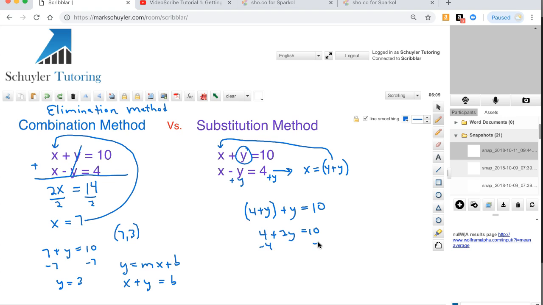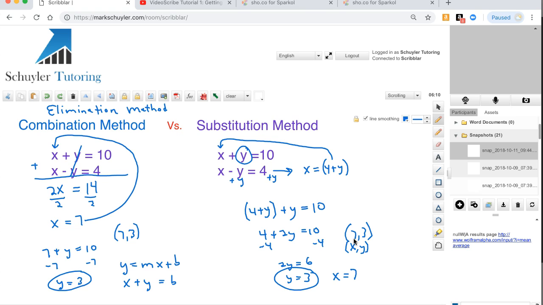Subtract 4 from both sides. 2y equals 6, and a single y would be equal to 3. Well, you could see, of course, that's the same thing that we got for the y value over there. Once we know one of the variables, it's super easy to get the other. Just go back to the equation, substitute it in, and you'll find that x is 7. You put the 7, 3 together.